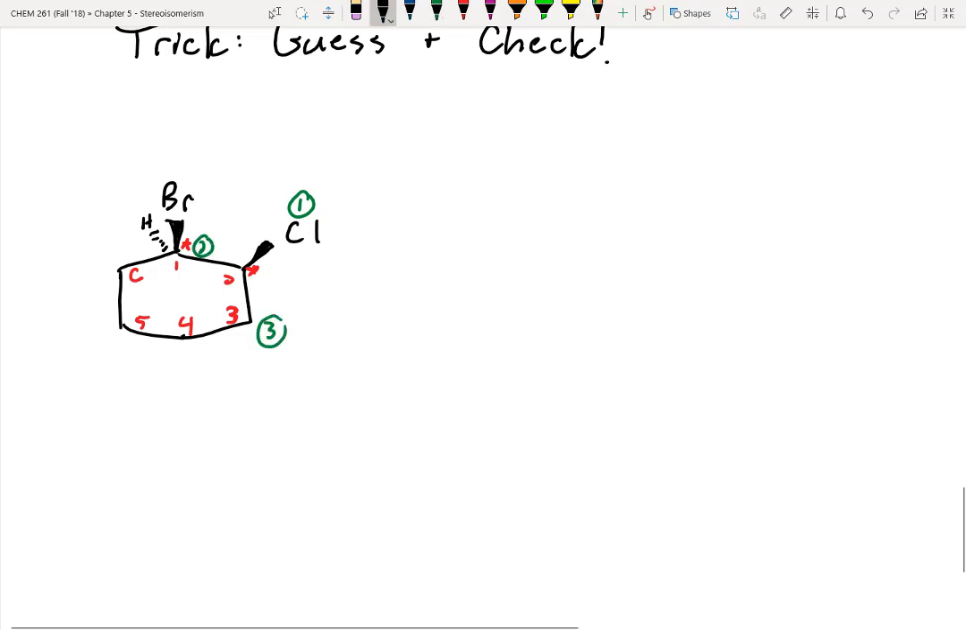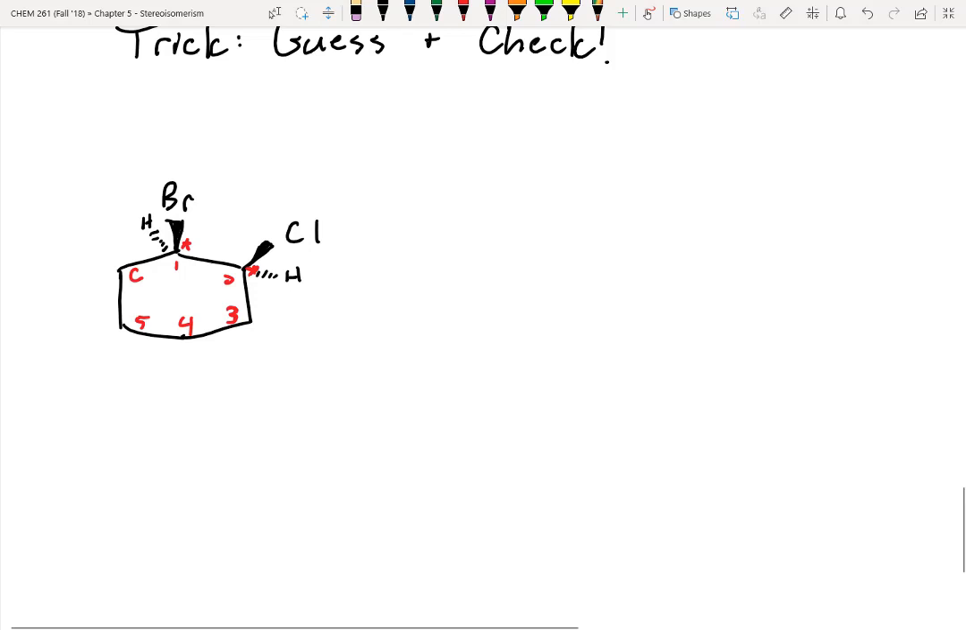Then we do this, and then we also have an assumed hydrogen coming off, sticking back. So if we connect all of these, it looks like it's going counterclockwise, or to the left. Is this S? Yes. So again, we guessed, we checked, we got lucky. So in this case, this would be the correct drawing for this structure.